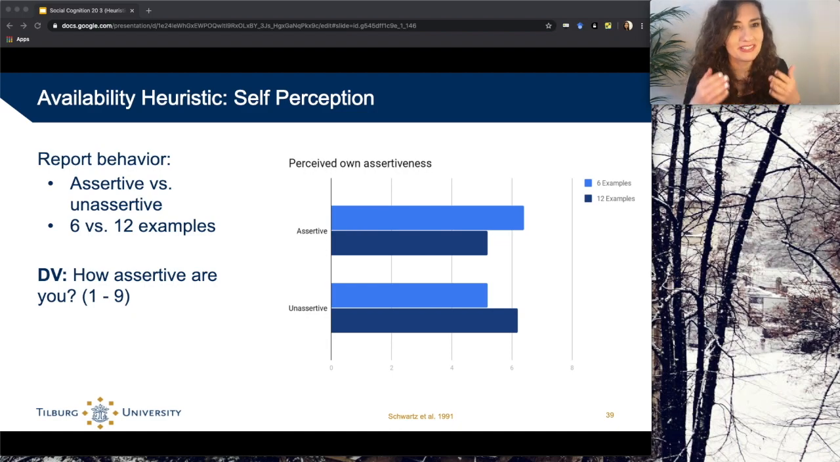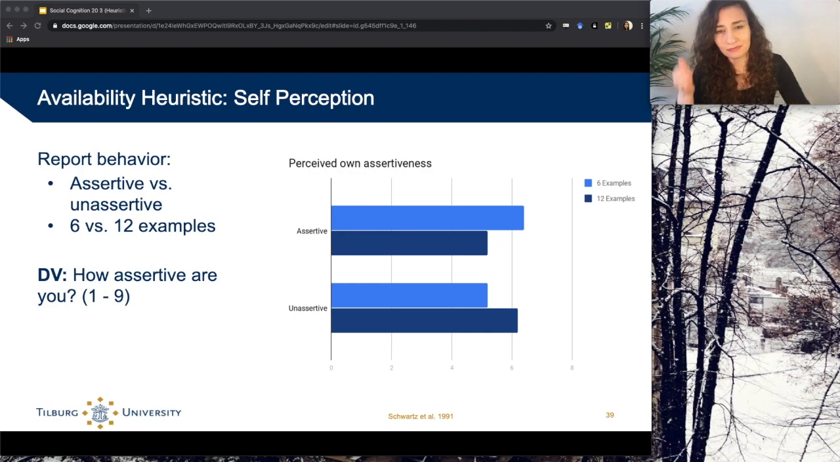Now, how does this fit with our availability heuristic? Well, producing 6 examples for something is easier than producing 12 examples, right? So if I produce 6 examples of myself being an assertive person, that comes easy to me. That would mean, in the logic of the availability heuristic, that it makes it pretty likely that I'm an assertive person. Whereas if I have to produce 12 examples of me being assertive, I would really have to rack my mind to come up with 12 such examples. That's really difficult to do.